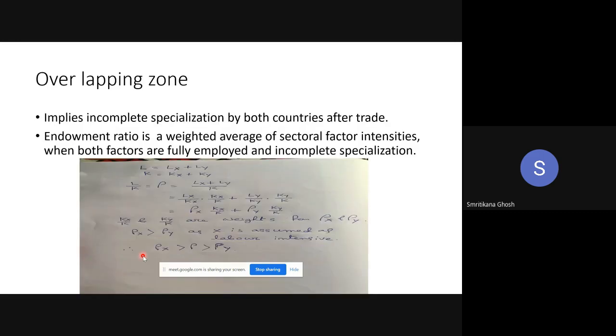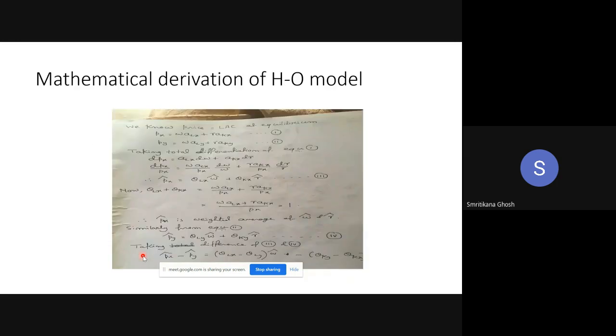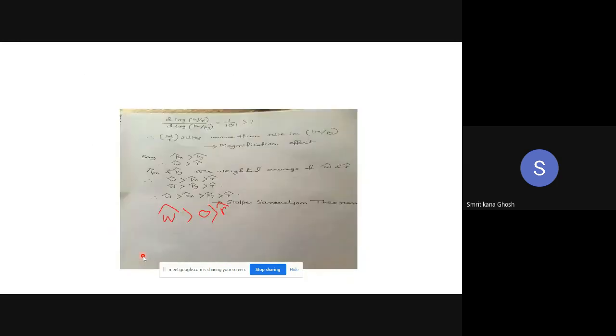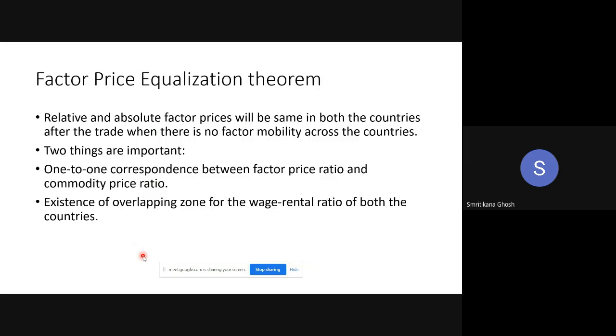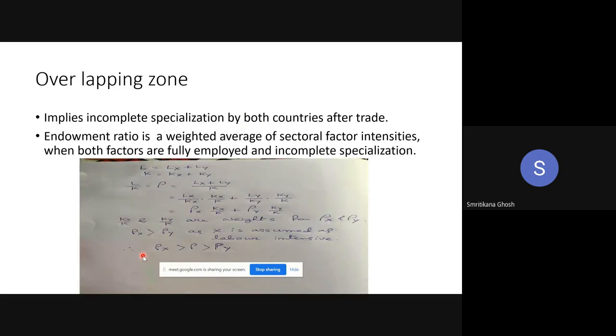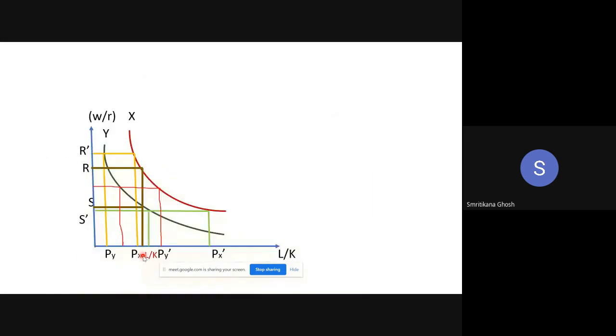Today I have discussed the mathematical derivation of the HO model. There we proved the magnification effect, Stolper-Samuelson theorem, then the factor price equalization theorem, then the overlapping zone, and this is the diagram for the overlapping zone where we conclude that there is a wage rental ratio range. The wage rental ratio should be within this range to have incomplete specialization in the country. So tell me your problem up to this point.